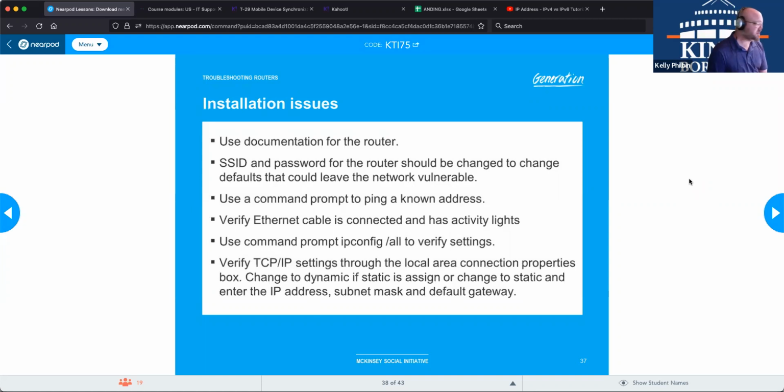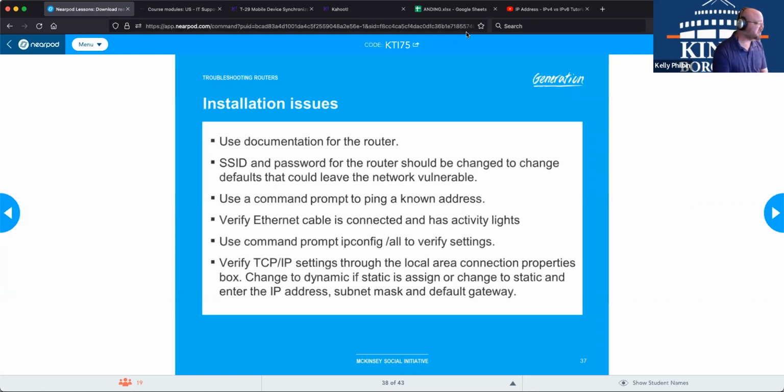Make sure your Ethernet is cabled, you're getting connected, and you're getting some activity lights. Always remember, cables have two sides. Please verify both are plugged in. Use ipconfig /all to verify your settings. And then you can go into your properties box and verify your TCP/IP settings.